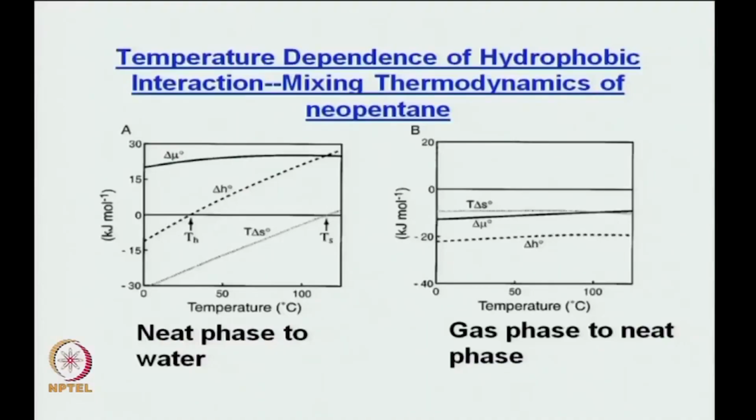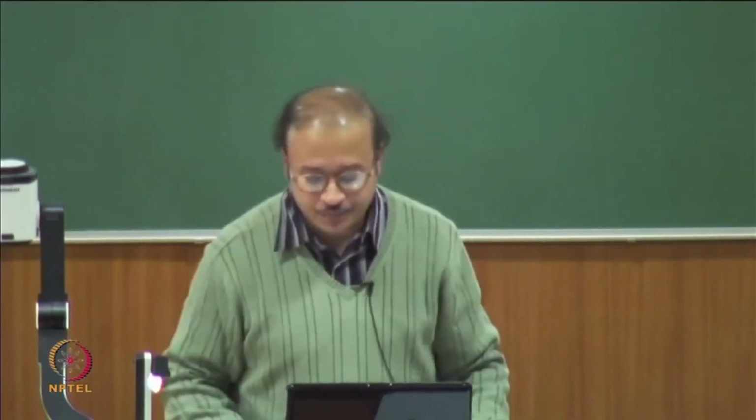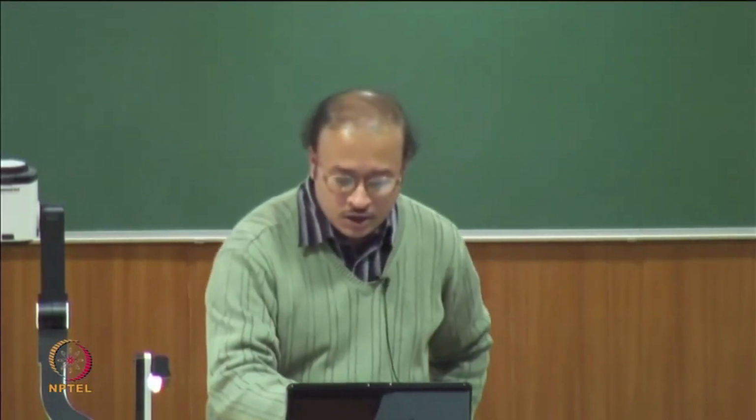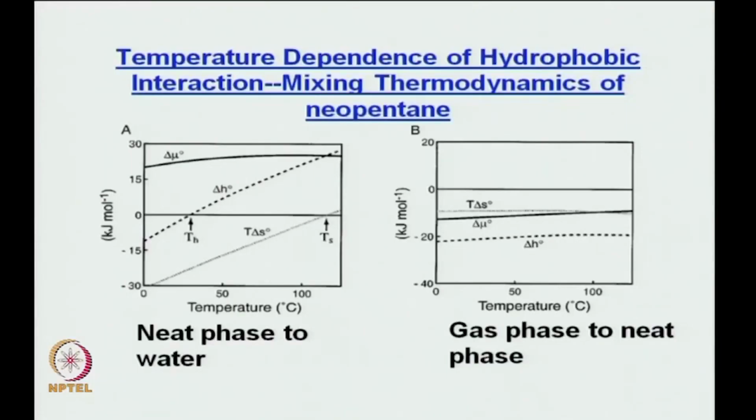You go to the next one, that means the right figure. Here you can see delta mu 0 is negative. Now, this is expected, right. If you are taking neopentane and putting it in neopentane liquid, it has to be negative, because it is a favorable, spontaneous process.